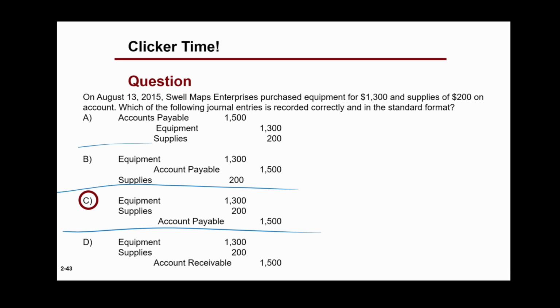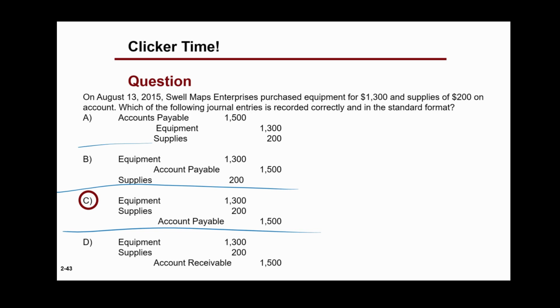They made this purchase all at once. It was in one event. So it will be here, they have $1,300 and $200. All of it was on account. It was one purchase. So we debit. What do we need to do? What happens to our equipment and supplies? They have increased, both of them. They are assets. Increased, so we debit them.